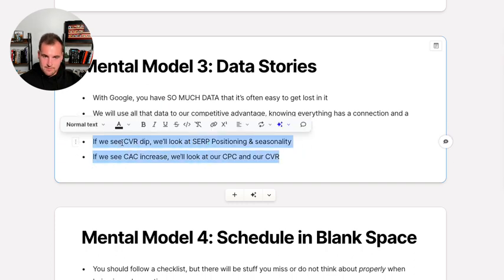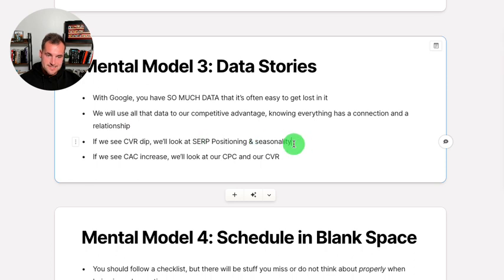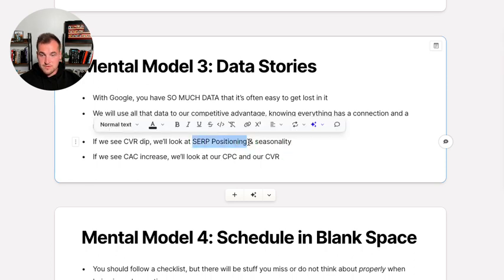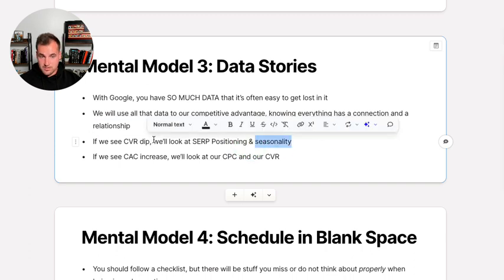If we see conversion rate dip, I will look at the SERP positioning and seasonality. Did we lose? We were in first position, now we're in third because our CPCs went down, or seasonality, they drop, or did a product hit inventory issues?